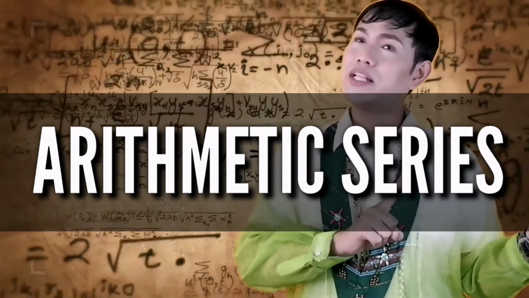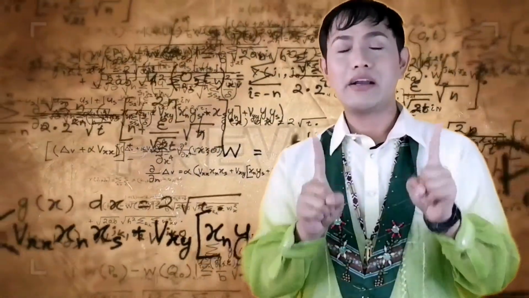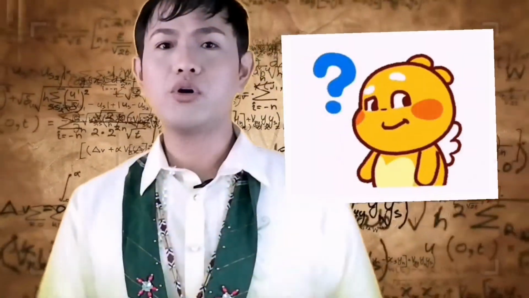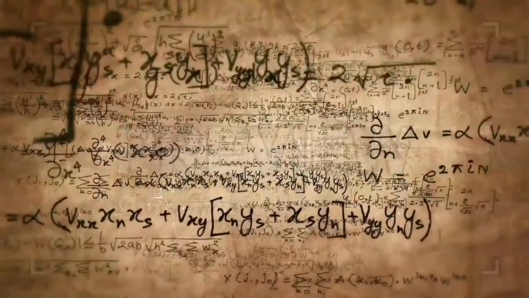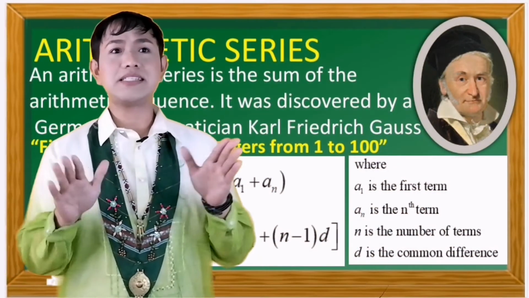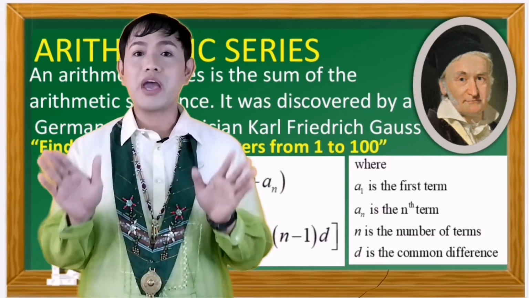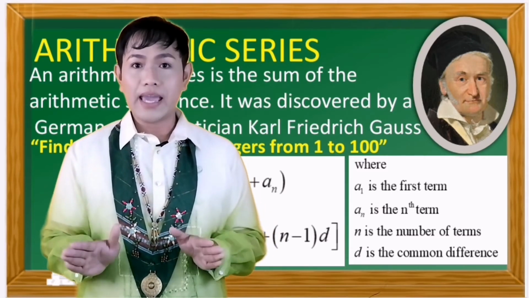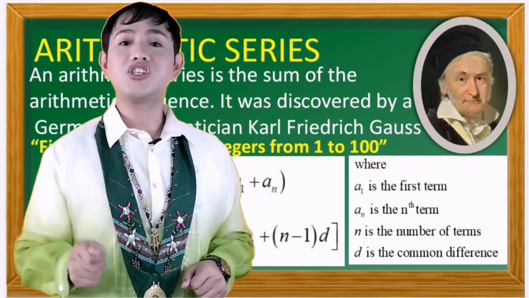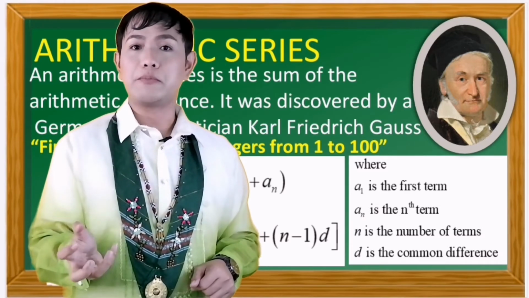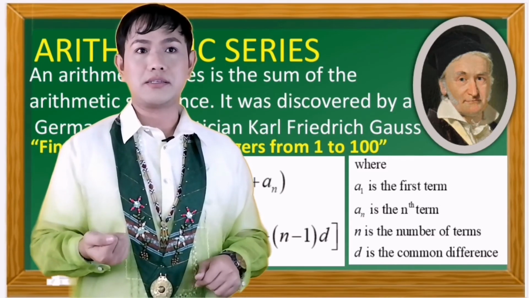From arithmetic sequence, now it is termed arithmetic series. Now, what could arithmetic series be? Arithmetic series is simply the sum of the arithmetic sequence. Again, arithmetic series is just but the sum of the terms of an arithmetic sequence.